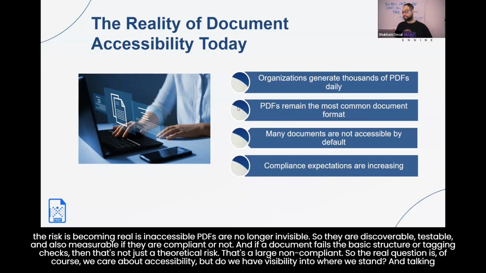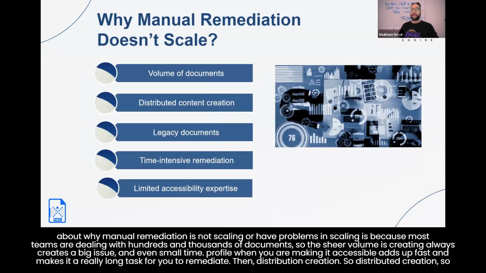And talking about why manual remediation has problems in scaling, it's because most teams are dealing with hundreds and thousands of documents. So the sheer volume always creates a big issue, and even small time per file when you are making it accessible adds up fast and makes it a really long task for you to remediate.